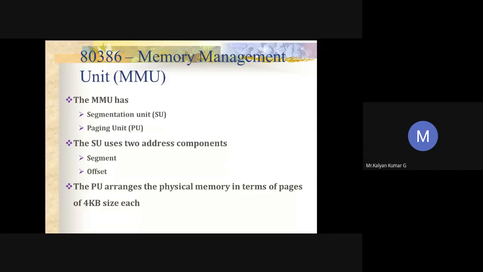Apart from that, the segmentation unit allows a maximum size of 4 GB, which is the total physical memory of the 80386 processor. In addition, the 80386 has a 4-level protection mechanism. These mechanisms are mainly used to protect and isolate the system's code and data from any application programs. For that purpose, we also use these protection mechanisms.